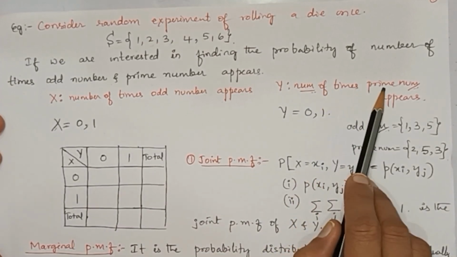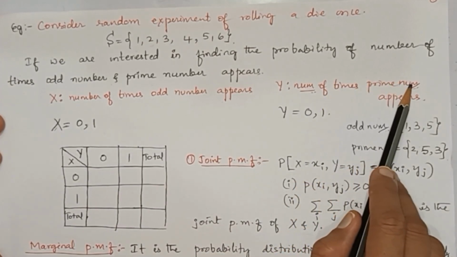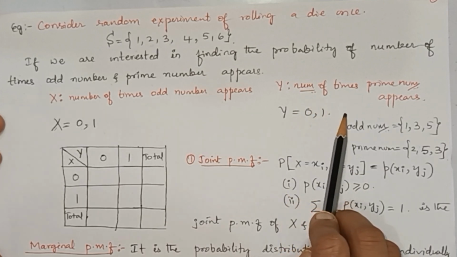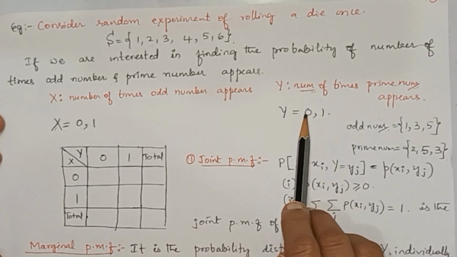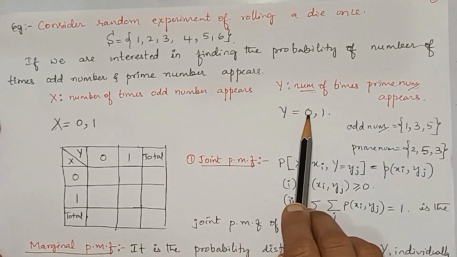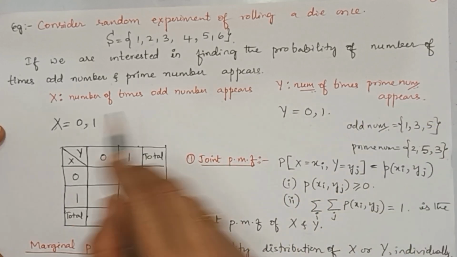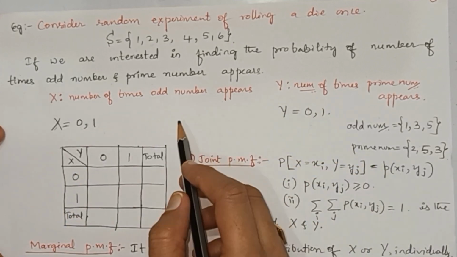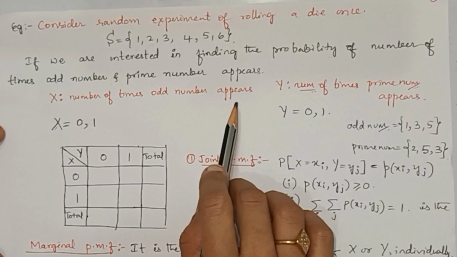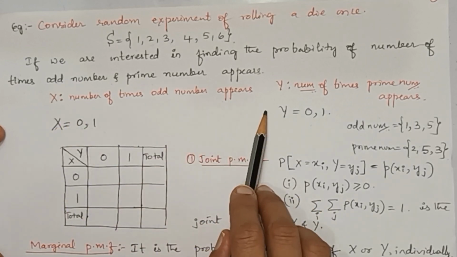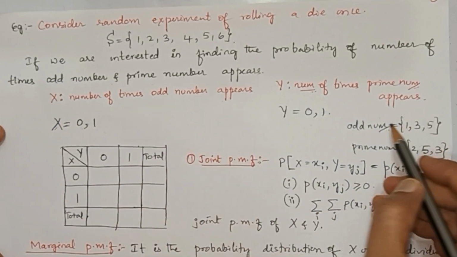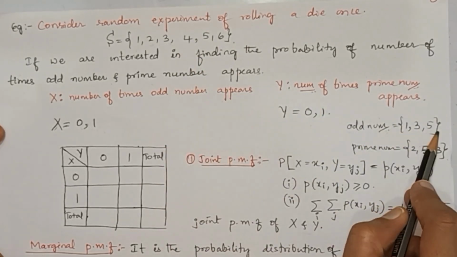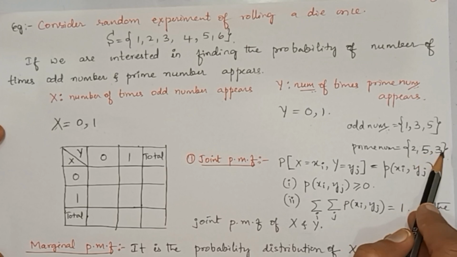Similarly, in this case also, the number of times a prime number appears. Either it appears or it does not appear. If it appears, the value of the random variable is 1. If it does not appear, the value of the random variable is 0. So x takes two values 0, 1, and y takes two values 0, 1. Now I have to get the probability distribution of this bivariate discrete random variable. So you have to remember these things for the experiment here. Odd numbers are 1, 3, 5 and prime numbers are 2, 3, 5.